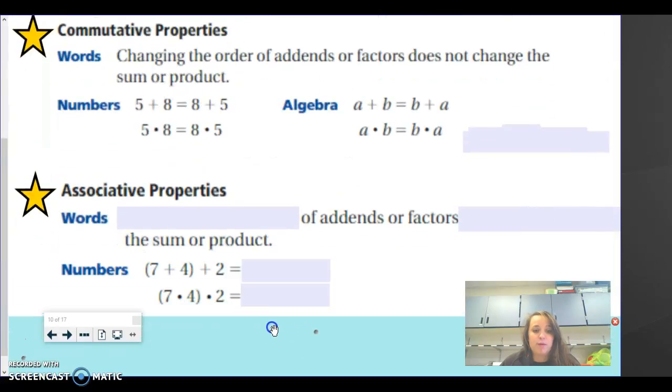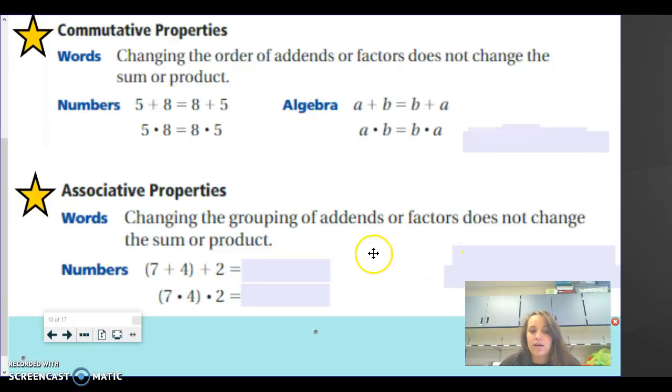Moving on to the associative properties. Again, pause the video as you need to in order to get your notes into your notebook. The associative property means that changing the grouping of the addends or the factors, which are the numbers that you're using, does not change the sum or the product. So what I mean by grouping is that I grouped 7 and 4 together because that tells me that I'm going to solve 7 plus 4 first before adding the 2.